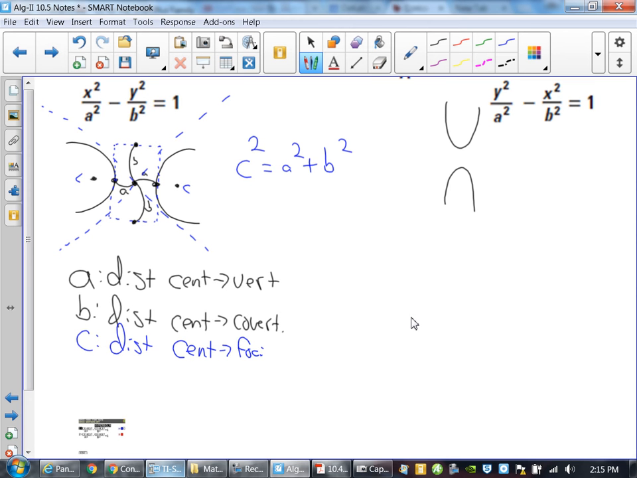Wait, so is C from the vertex to the focus or the center? It's center to focus. It's going to be this longer value here. The c value is always center to focus. What are those like blue diagonal dotted lines? Horizontal or diagonal asymptotes. I'll explain it when we do a real example. I'll explain how those come about and what they mean here in a second.